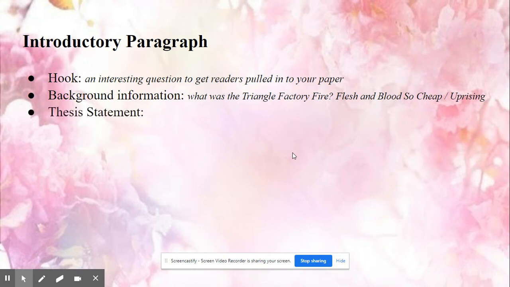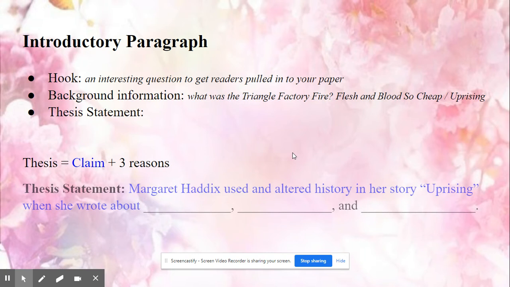The next thing that you're going to need is a thesis statement. And remember, your thesis statement is your claim plus 3 reasons. For the purposes of this TDA, because we haven't written very many TDAs this year and it's taken us quite a bit of time to get through them, I'm going to go ahead and supply everybody with the claim, and you are going to fill in your own reasons. Your thesis statement should begin like this. Please notice my claim is in blue. Margaret Haddix used and altered history in her story, Uprising, when she wrote about blank, blank, and blank.